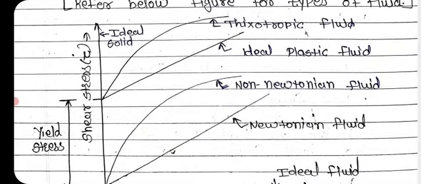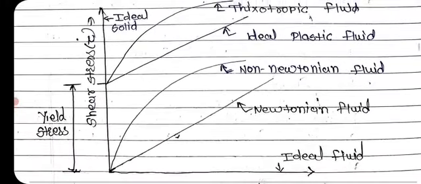Then what is ideal plastic? You can again see the inclined line, but after some value on the y-axis, which is known as yield stress. So from the graph we can easily define ideal plastic fluid as a fluid having a linear relationship between shear stress and shear strain after some value of yield stress, right? So from the graph we can easily define the types of fluid.